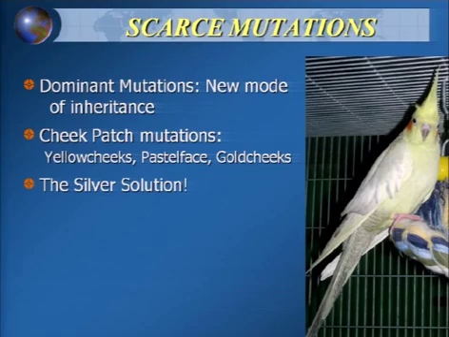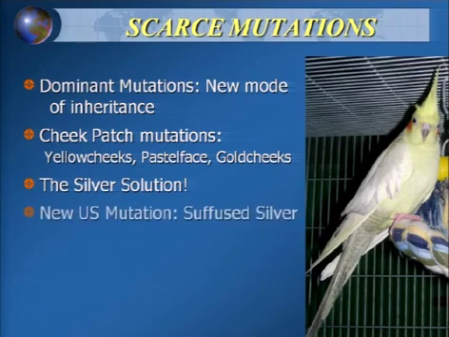And I call this the silver solution. There are now, if you want to count everything in the world, 8 forms of what we call silver, some of which may be actual silvers and some of which may not be. And we'll address that. There's the new US mutation that I have written about for some time, and I had worked with the birds, which I will get to.